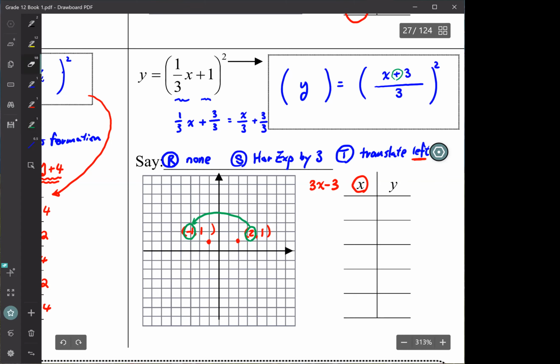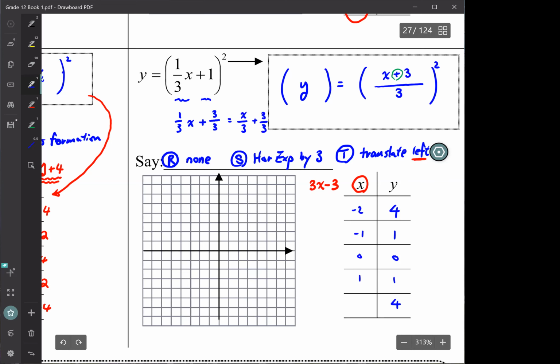Okay, so let's get the table. Since the y value doesn't change, right? So the y will keep it the same, 4, 1, 0, 1, 4. And then the original x. What points are the original x, William? -2, -1, 0, 1, 2.